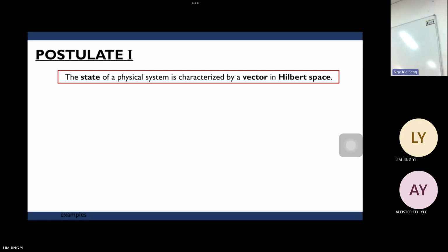So what are all the possible states here? From the results that we have obtained, just the up and the down states. So spin up, spin down. These are the eigenstates.